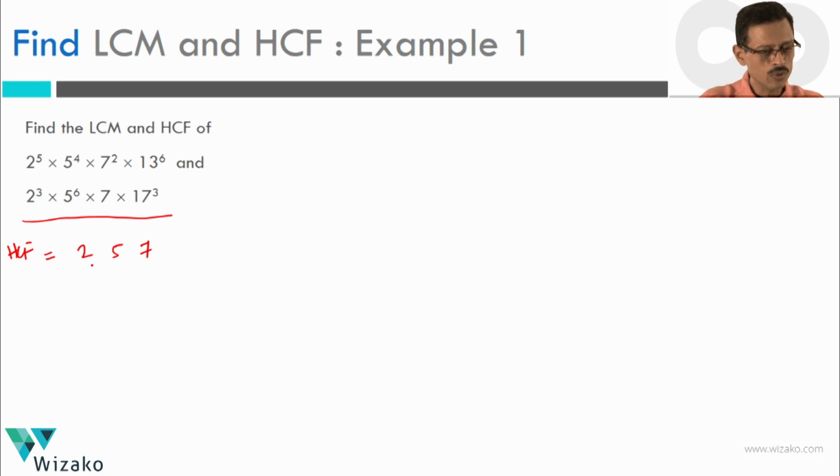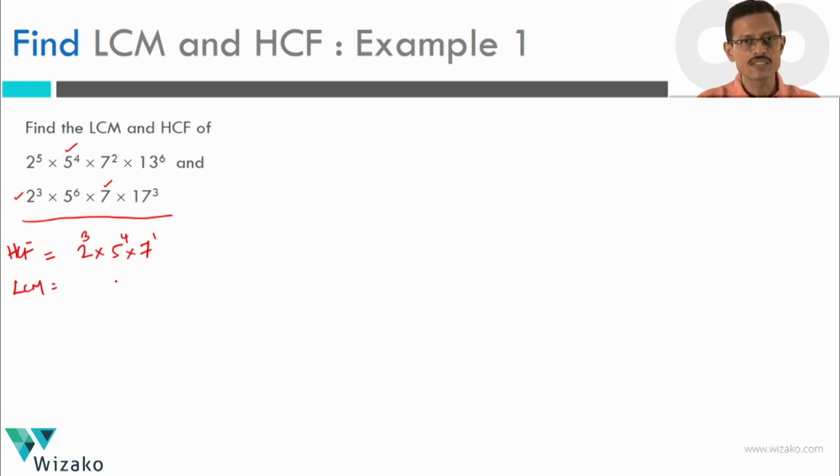What is the highest power of 2 that will divide both these numbers? It's going to be a 2 cube. What is the highest power of 5 that can divide both these numbers? It's a 5 power 4. And the highest power of 7 that can divide both these numbers? 7 power 1. So 2 cube into 5 power 4 into 7 is the HCF.